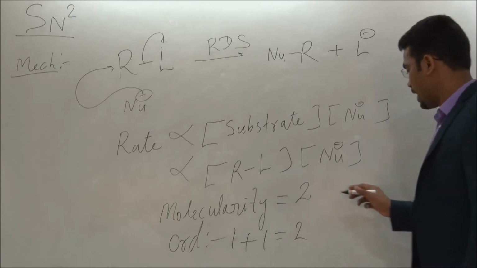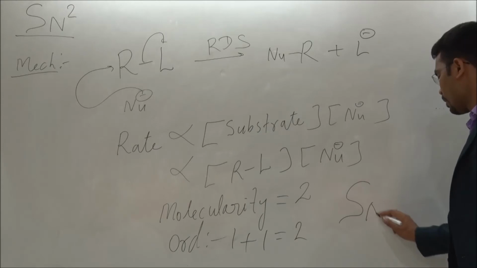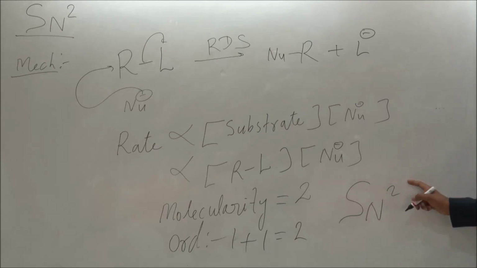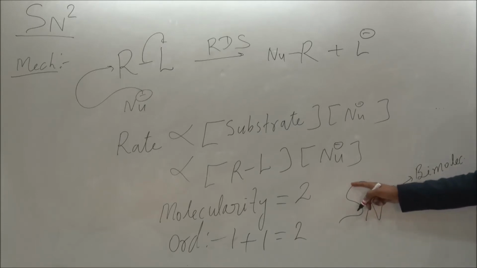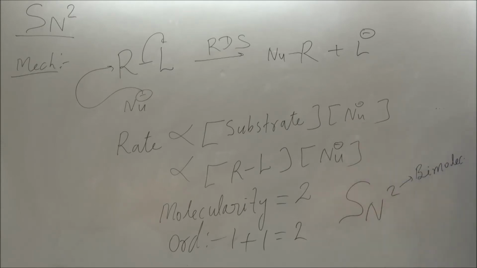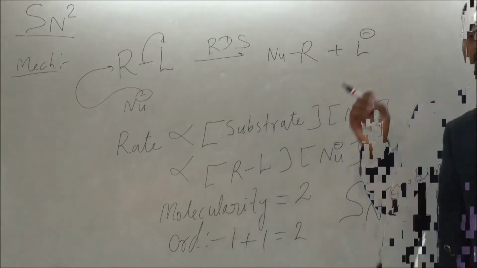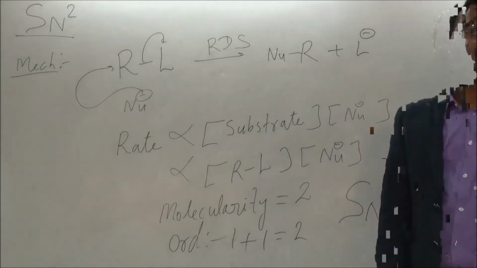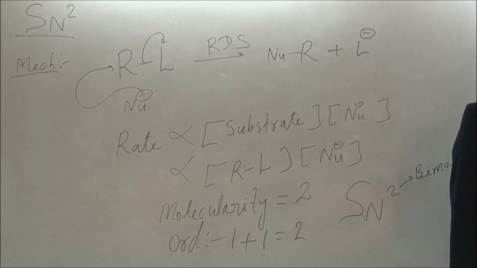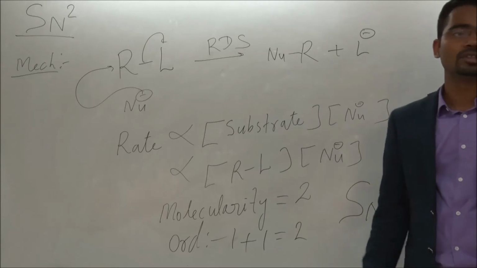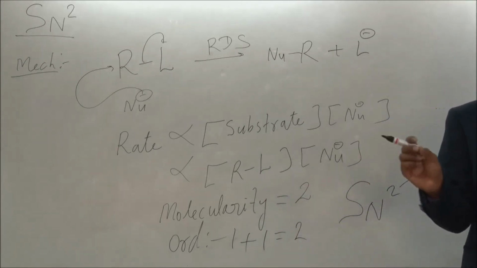So the name of this reaction is SN2: 2 for bimolecular, N for nucleophilic, S for substitution. That is bimolecular nucleophilic substitution reaction. That's why the name is given. For an elementary step, order is equal to molecularity, not for a complex reaction. Okay? Done? So this is the basic of the SN2 mechanism.